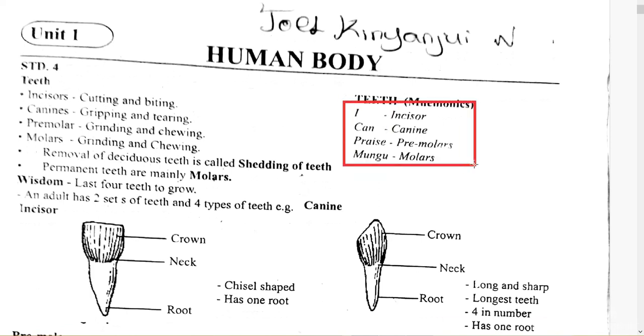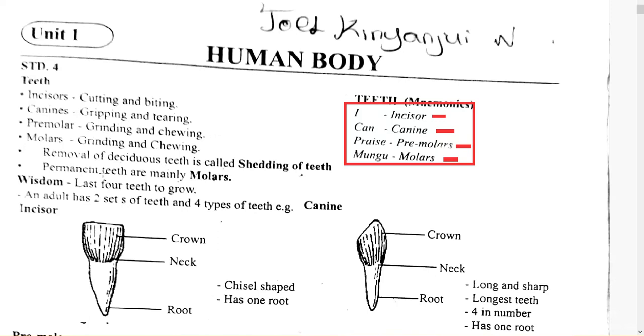We have the incisor, the canine, the premolars, and then the molars. The function of the incisors is cutting and biting. Canines are used for gripping and tearing. Premolars are used for grinding and chewing. Also, molars are used for grinding and chewing.